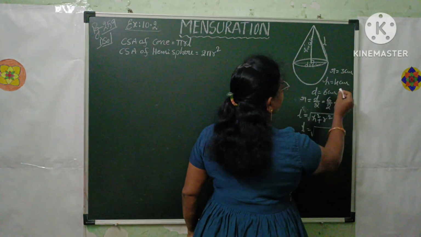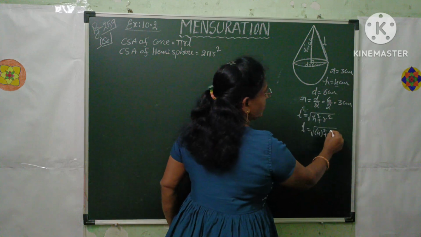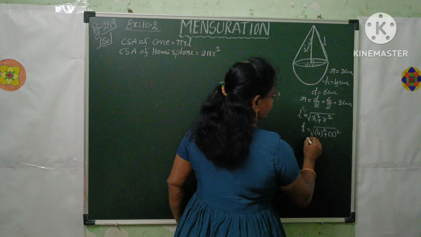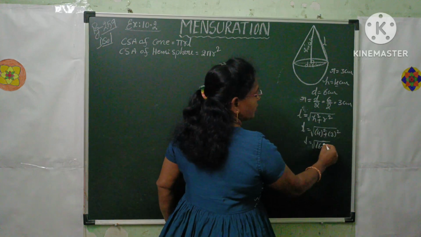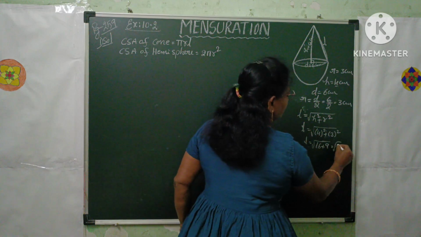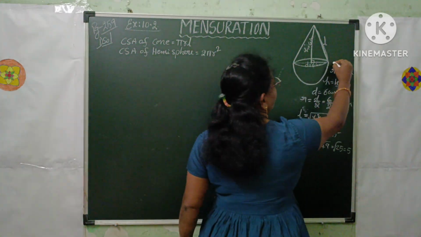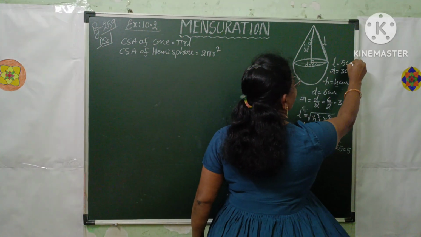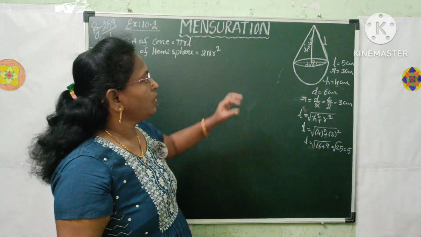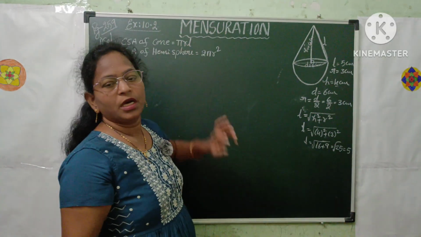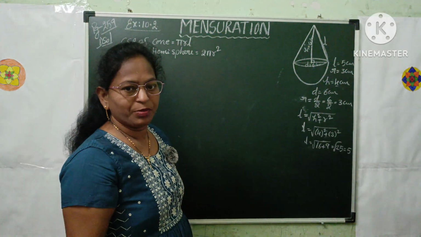So h is 4, 4 square plus r square, 3 square. Then L equals square root of 16, 4 4s are 16, plus 3 3s are 9, equal to 25. 25 is the square of 5. So slant height of the cone L equals 5 centimeters. Now we know all the values. Pi is 22 by 7 or else 3.14, already mentioned in the question.